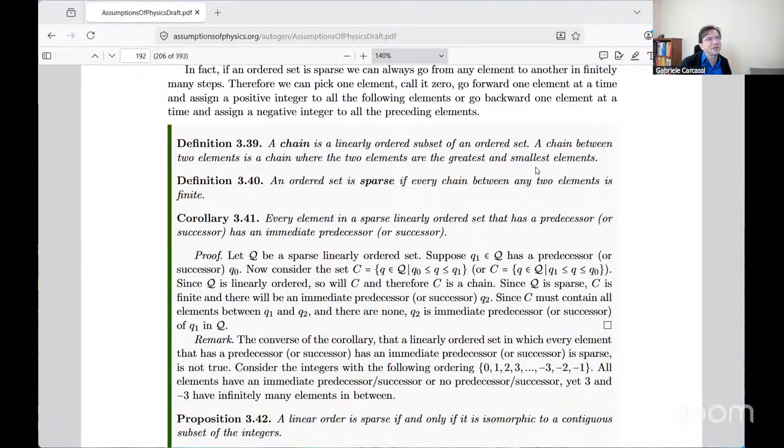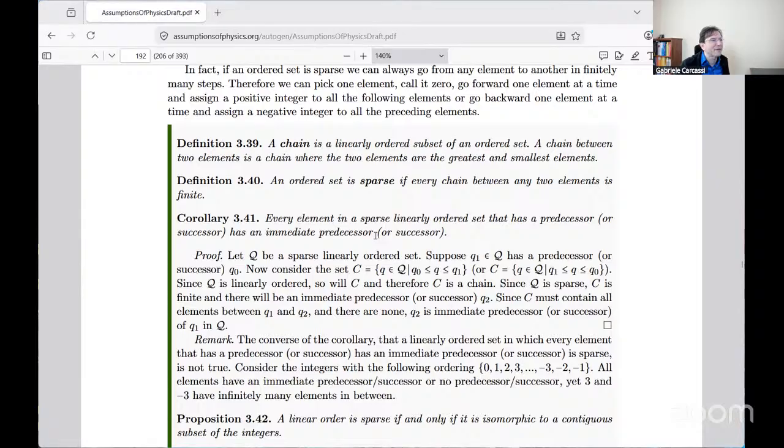Yeah, so a chain is basically just something that has a linear order, meaning that for any two elements, either the first is before the other or the other is before the first. And sparse basically means that at some point the elements in between stop. Every element in a sparse linearly ordered set that has a predecessor has an immediate predecessor.